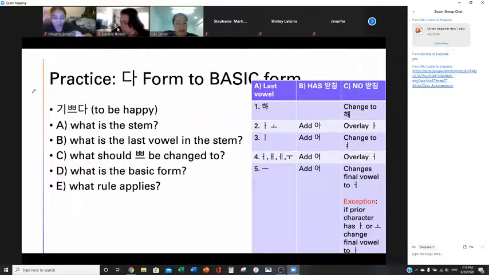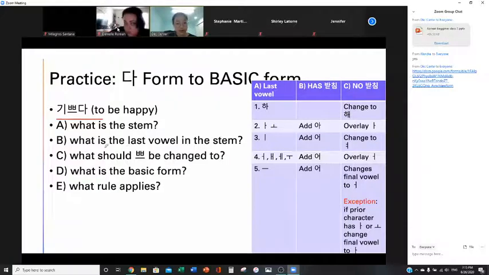Okay, so this is just the practice that we went over from last class and today's class. Last class, we went over 1 through 3. Today we went over 4 to 5. So this is the practice where we'll do a few more exercises using the rules that we have learned so far. Like 기쁘다 means to be happy.